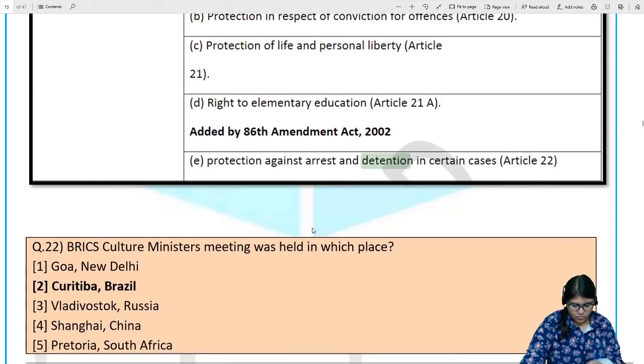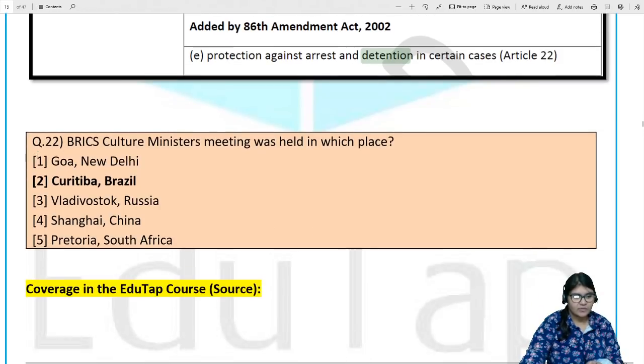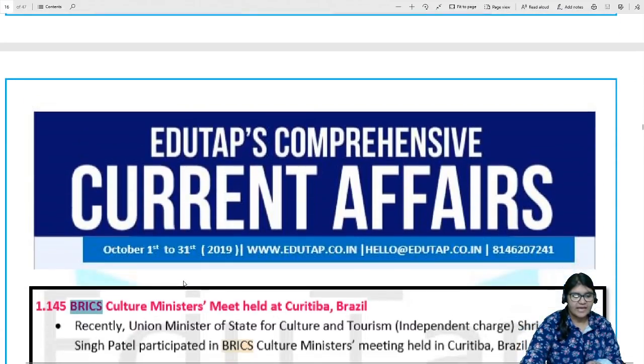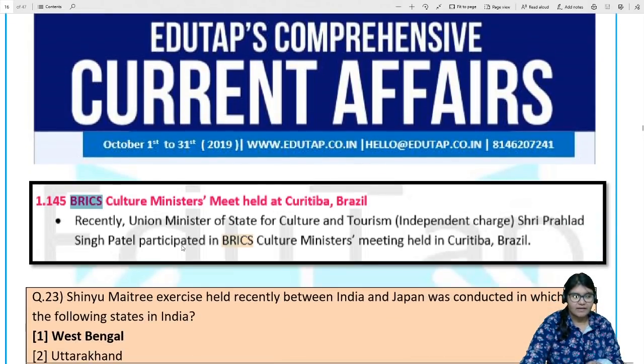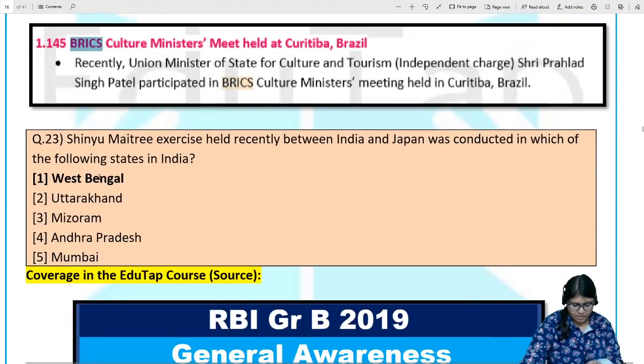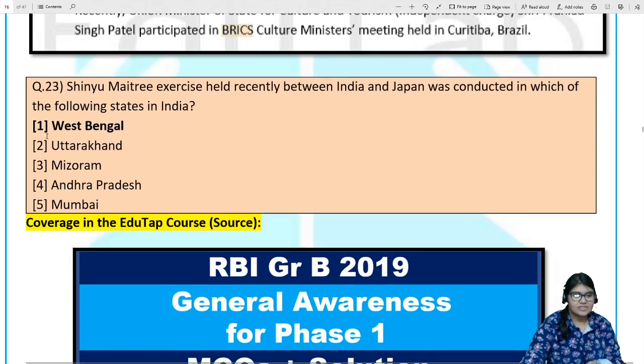Okay, so next, 22nd, BRICS Culture Ministers meeting was held in which place? So answer is Curitiba, Brazil. Again, this was there in the October month's current affairs magazine. You can clearly see here, right? Next, the 23rd question, guys. Shinyu Maitri exercise held recently between India and Japan was conducted in which of the following states in India? The answer is West Bengal.